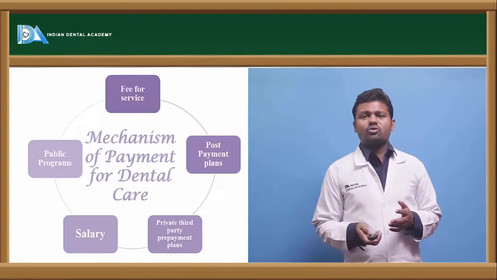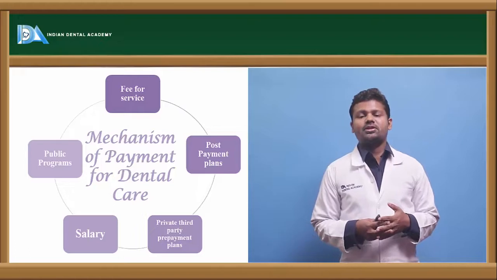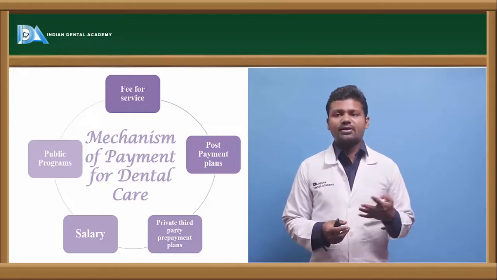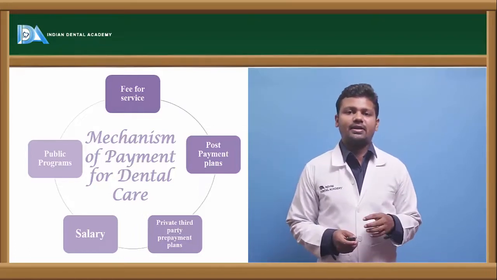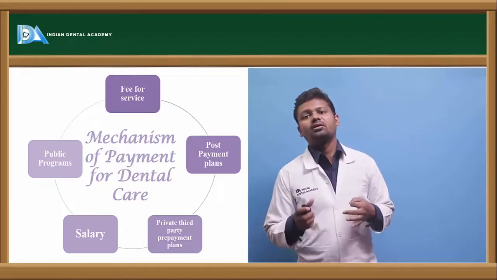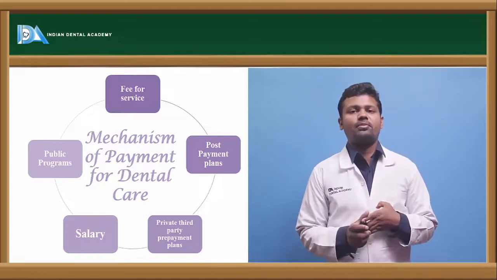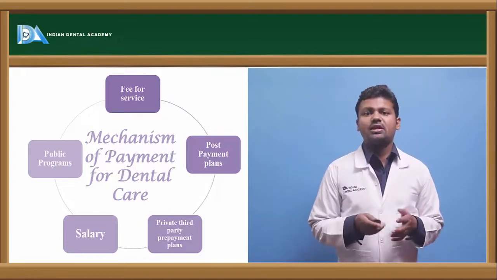Coming to our mechanism of payment, the payments which can be done for dental procedures are, you can remember it as 4 P's and 1 S: first is private fee for the service, second is post payment plan, third is private third party payment plan, fourth is public programs, and fifth is salary.